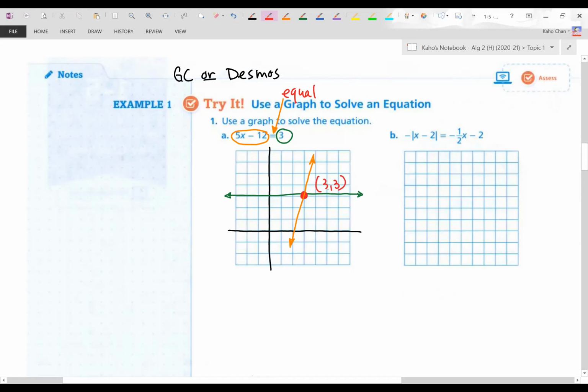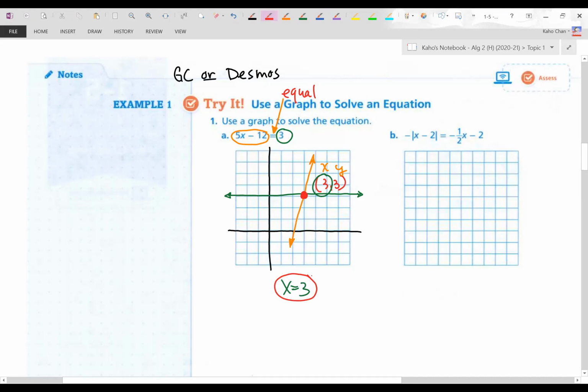Yay, there's my solution. Use a graph to solve the equation. Now 3, 3 is a coordinate pair, x, y. I am only interested in the x value. In this case, it's the number 3. x equals 3 is the solution. So those were a couple of lines.